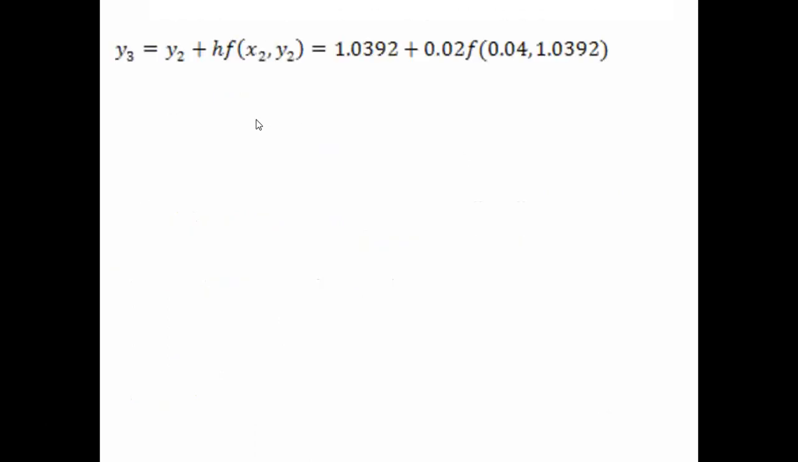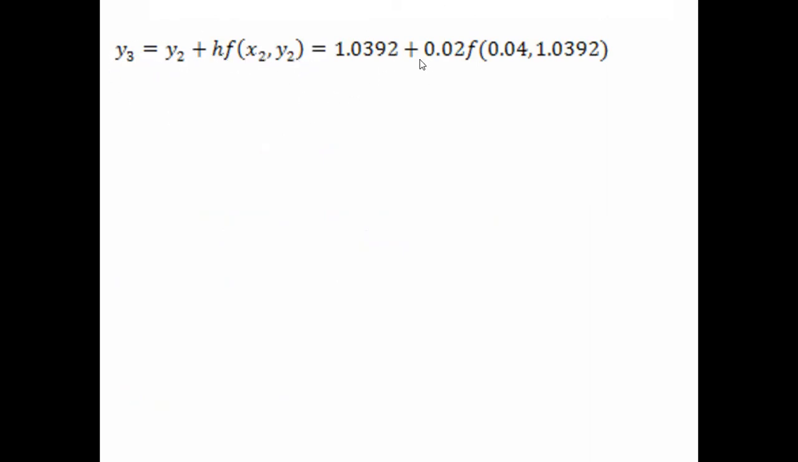Two more steps remaining. Next, go to this third step. We need y3. Y3 means y of 0.06 you have to find. How to get y3? The previous solution, that's y2 plus h into f of x2, y2.